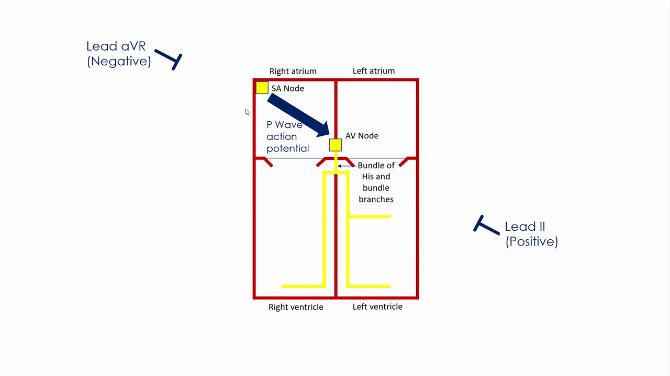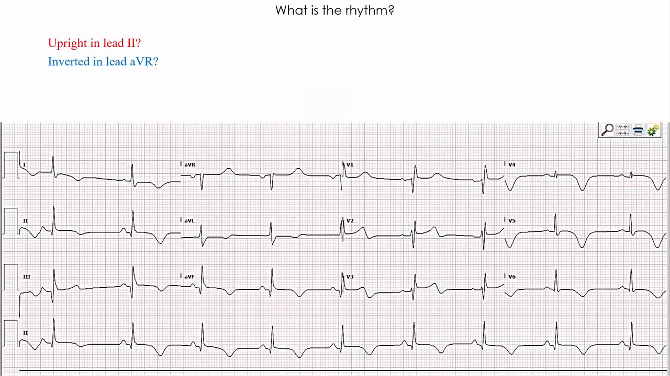So as you can see from a normal sinus beat, the action potential starts here, travels down and to the left and towards lead 2. So lead 2 has a positive P wave, and it's heading directly away from lead AVR, and so AVR has a negative P wave. With that background knowledge, now you'll be able to tell me, is this sinus rhythm or not sinus rhythm?